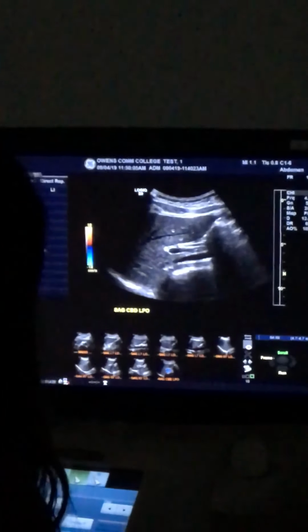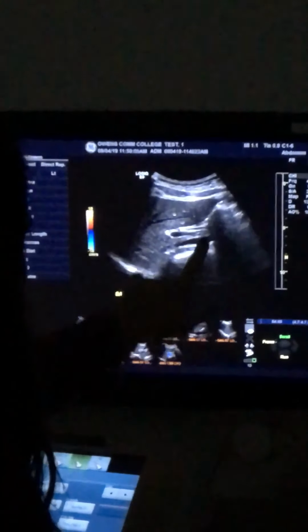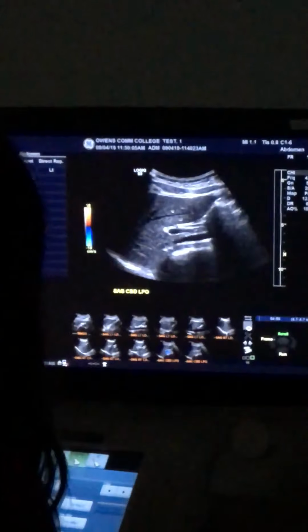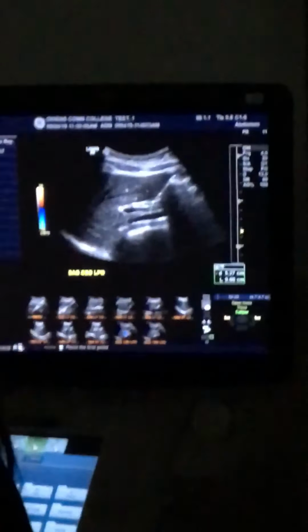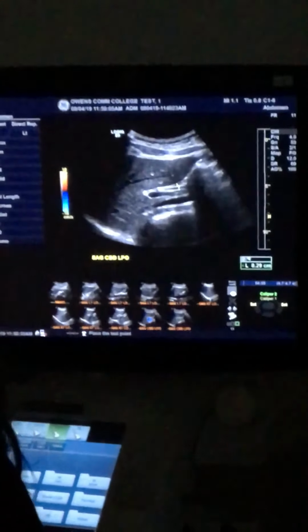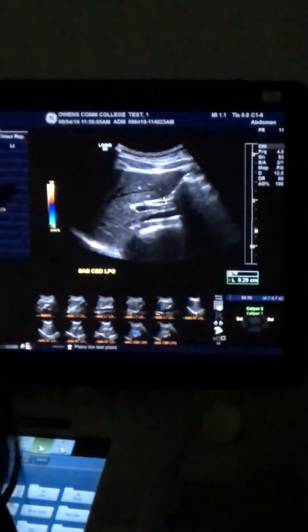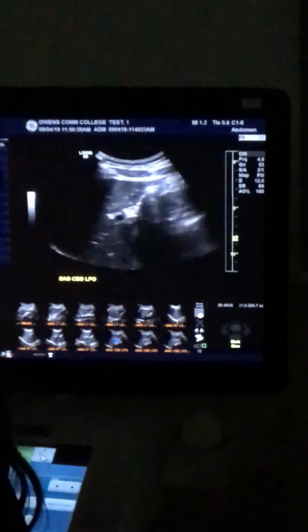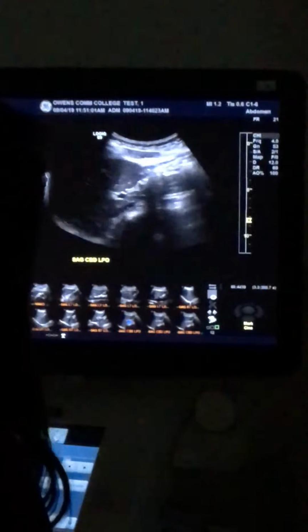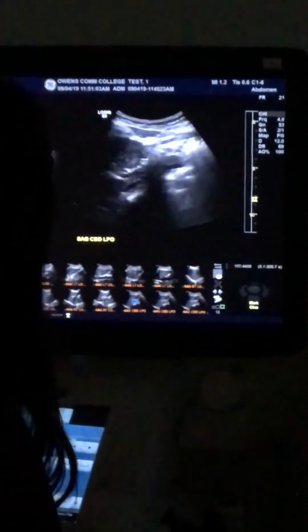All right? So we take an image with color to confirm, and then we take one without, and then we measure. And ducts are measured inner wall to inner wall. So when we measured aorta, you included the wall. When you do ducts, you do not include the wall. I think I also have you guys measure hepatic duct on there too. Mine wasn't showing up well enough to measure it there.